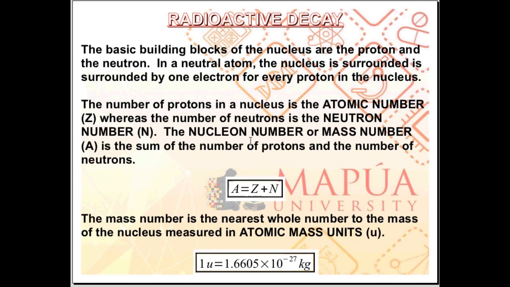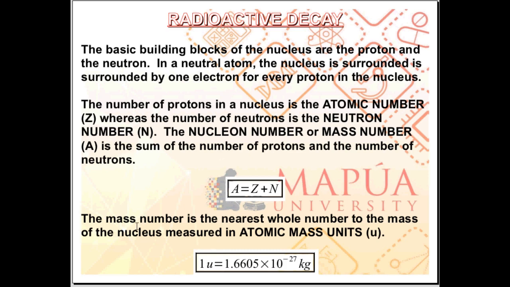The nucleon number or mass number A is the sum of the number of protons and number of neutrons. So A is equal to Z plus N. The mass number is equal to atomic number plus neutron number.